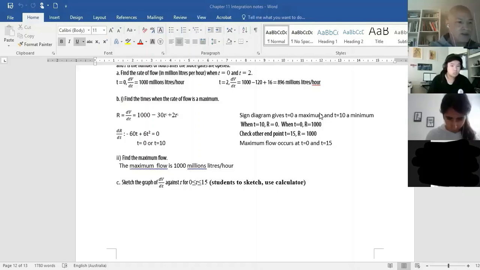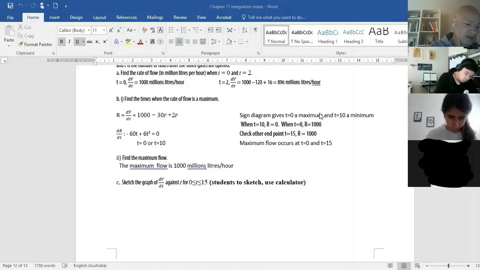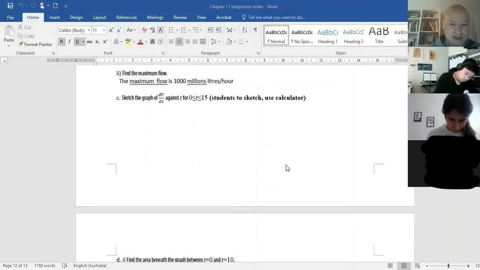Menu, window, settings. X minimum can be -1, just so I can see things. X maximum has to be 15, so I'll go to 20 just so I can see it. Y minimum, we don't need it past 0, but I'll put in -1. And Y maximum, we know it's going to hit 1,000, so I'm going to put 1,100. Okay, so there we go. I've done that sketch. I could have stopped it between 0 and 15, doesn't matter.